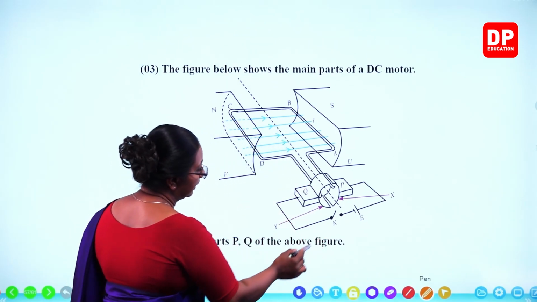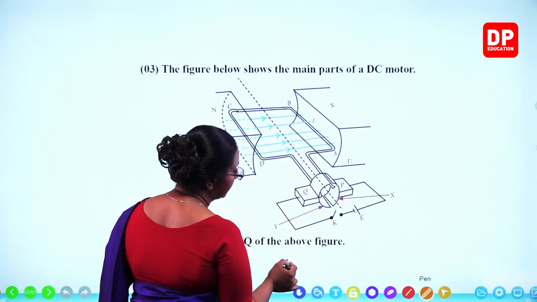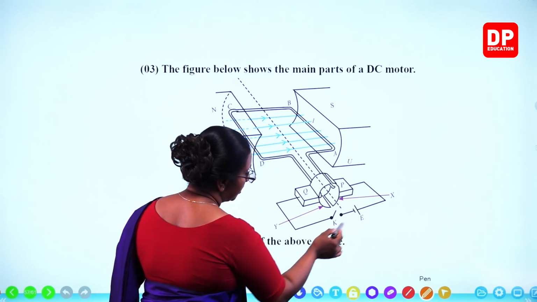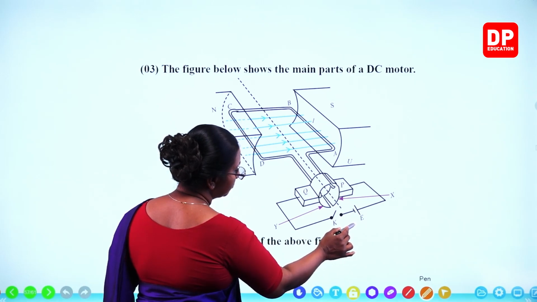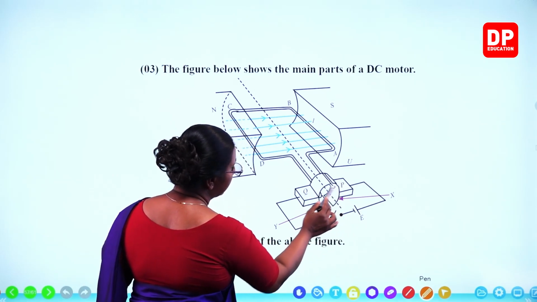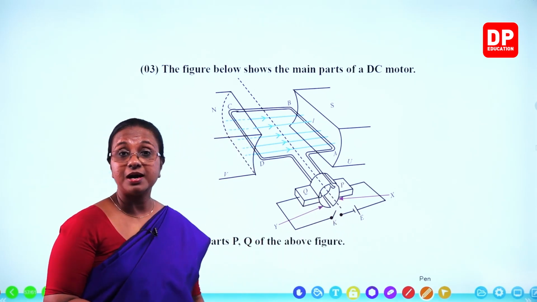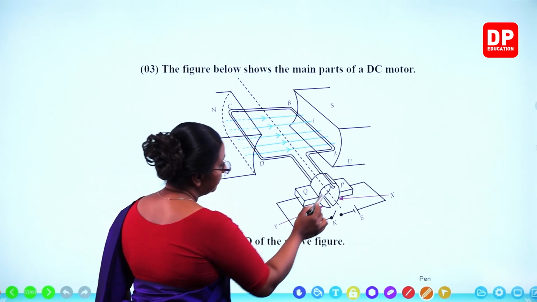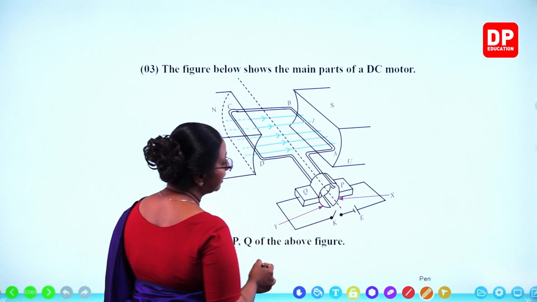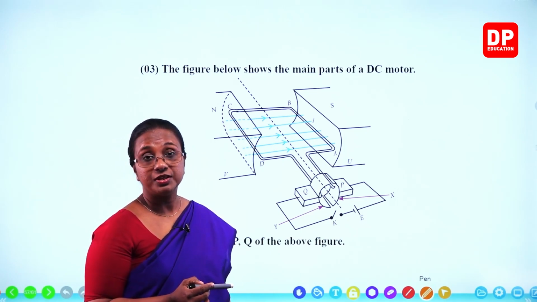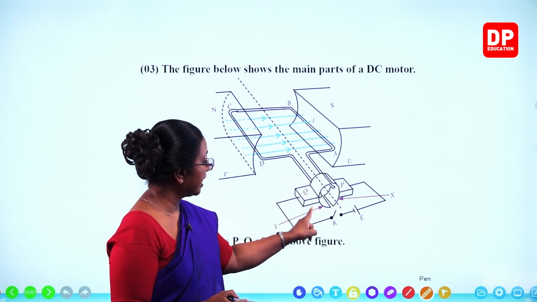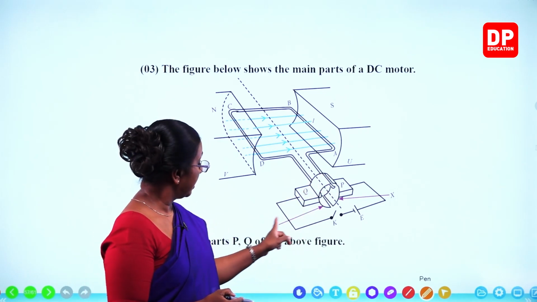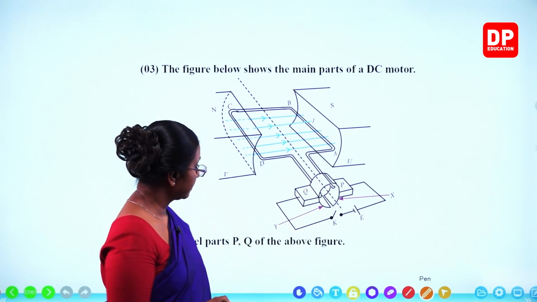So if we look at it, here you can see what is labeled as K is a switch. Then E is the potential difference, or the battery dry cell is shown there. Then you can see P and Q. You all know those are the brushes of the commutator. Then what is labeled as X and Y are the split rings of the commutator. So all these together, the two brushes and the split rings together are known as the commutator.